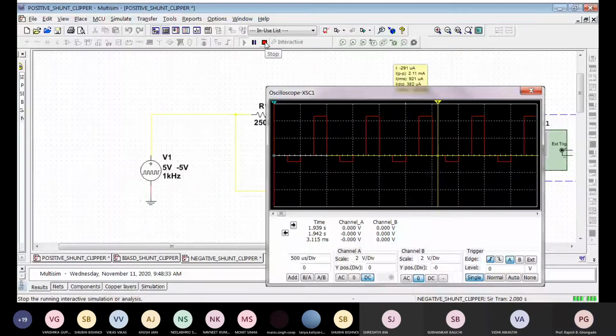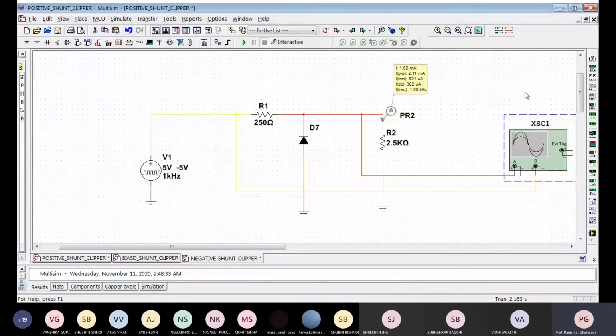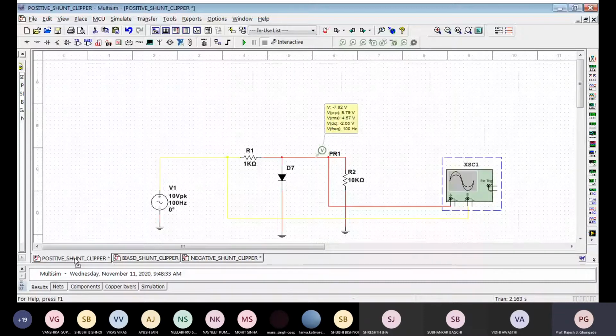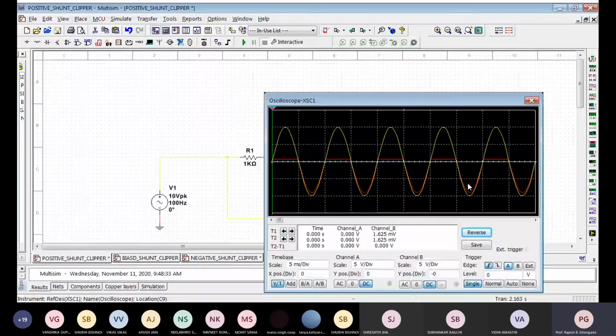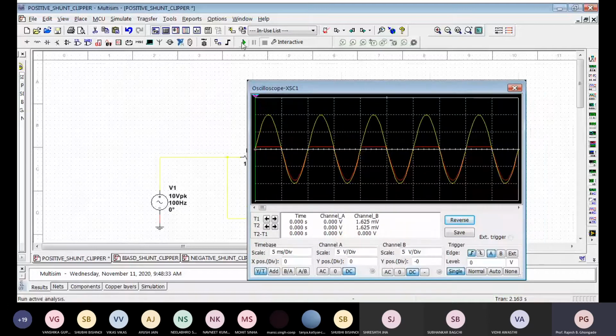Okay? Yes, sir. Then let us go for the positive shunt clipper. Of course, it's just a simple extrapolation for that. I'm using a sine wave over here. It doesn't matter what type of waveform it is, but you can see here that now the positive half cycle is clipped off, and you can again measure this. Again, it is about 0.7 volts.